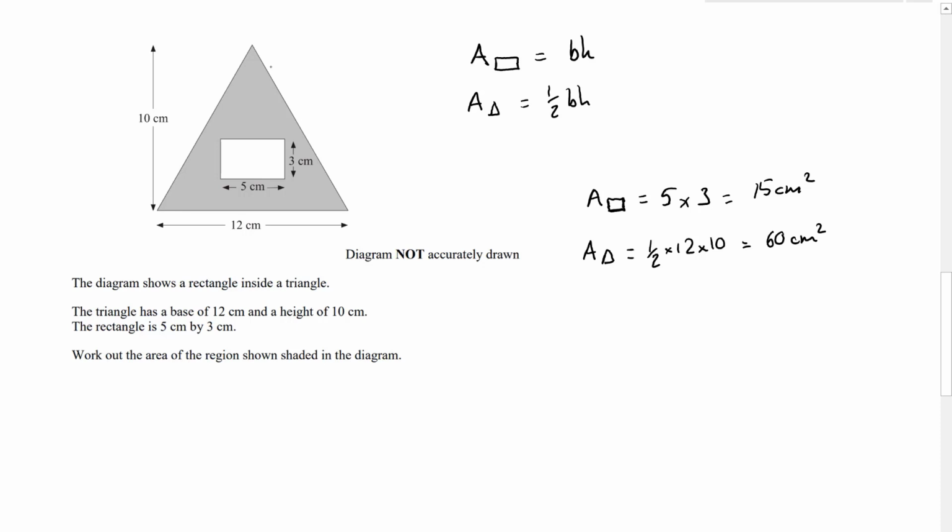So now if we want just the shaded region, we need to take the total triangle and then get rid of this rectangle shape here. So the area of the shaded region is going to be the area of the triangle minus the area of the rectangle, which is 60 minus 15, which is 45 centimeters squared. So the area of the shaded section of this triangle will fill out an area of 45 centimeters squared.